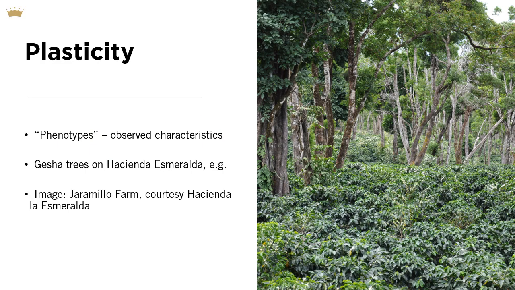Varieties in cultivars, even ones that are supposed to be the same, like two F1 hybrids from the same parents, can still adapt differently to local environmental conditions. Recent work by University of Michigan alum Stephanie Alcala showed three distinct phenotypes, those would be observed characteristics like appearance and growth patterns, in Gesha trees on Hacienda La Esmeralda, including a dwarf morphology. This adaptability is referred to as plasticity.